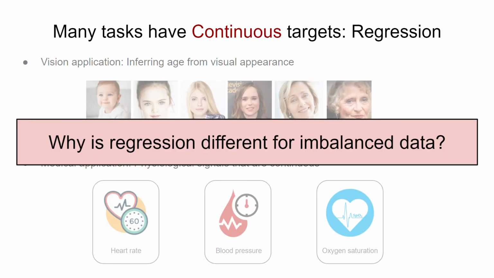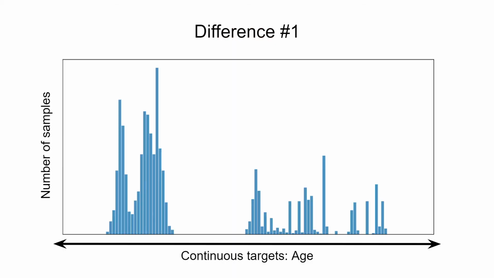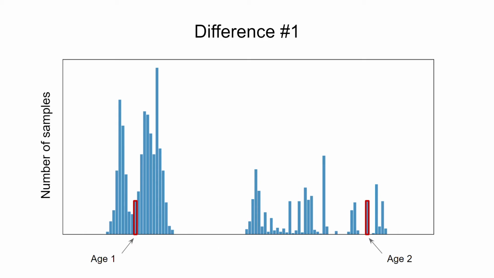So, why is regression different for imbalanced data? Let's start with some intuitive examples. First, consider this imbalanced dataset. Here, the x-axis is the continuous target, which is the age of people. The y-axis is the number of samples for each age. Further, let's zoom in on two target labels, age 1 and age 2. Both of them have an equal number of observations in the training data.